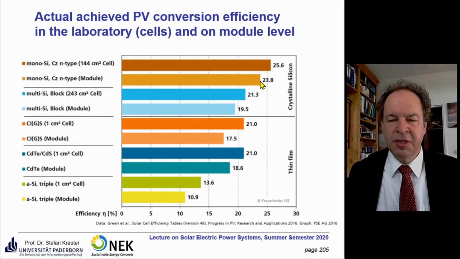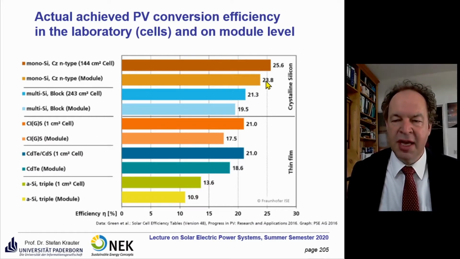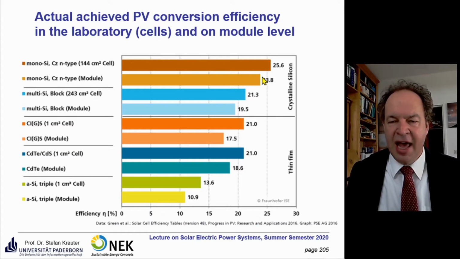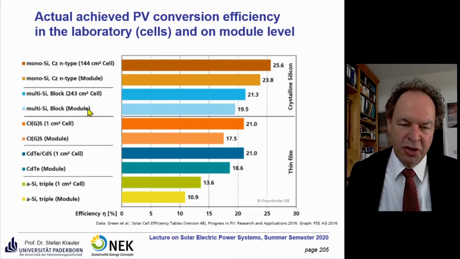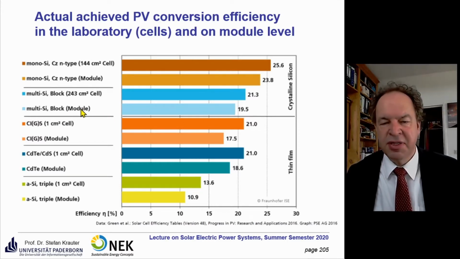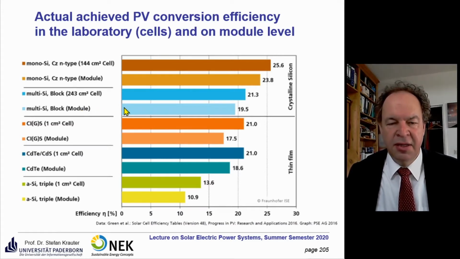Formerly, the distance between the available modules and the technology in the lab has been quite distant, and now it's quite close to achieve. You can already buy a very good cell. It is quite expensive, but for 20% efficiency it is quite affordable. Here you see the multicrystalline, 21.3 versus 19.5% conversion efficiency.